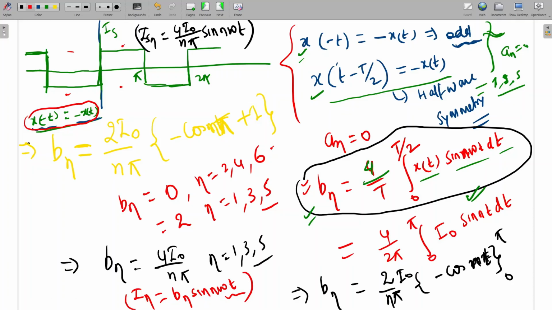Is it clear? Yes, sir. This we should remember: x(minus t) is equal to the mirror image. Sir, a sinusoidal waveform is an odd signal? Yes, sir. If we do the mirror image of the positive half cycle to the negative half cycle, that is the mirror image only.